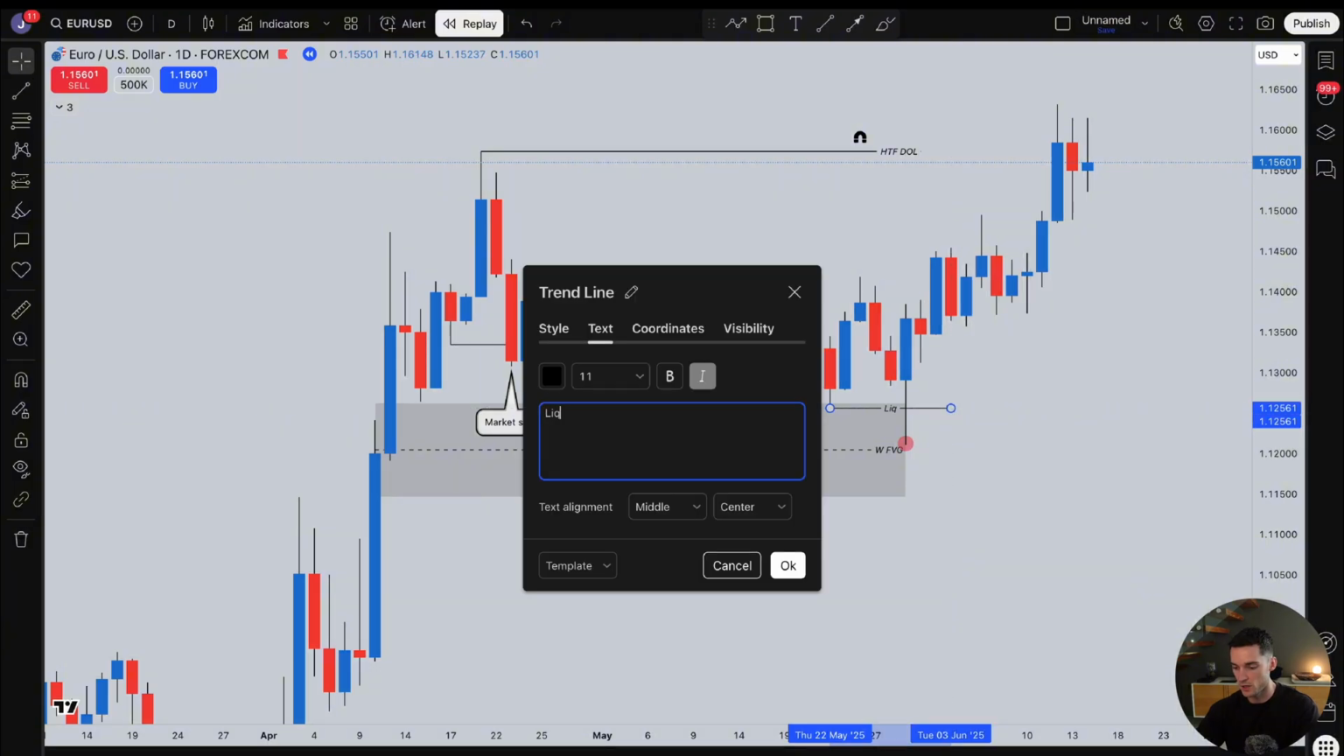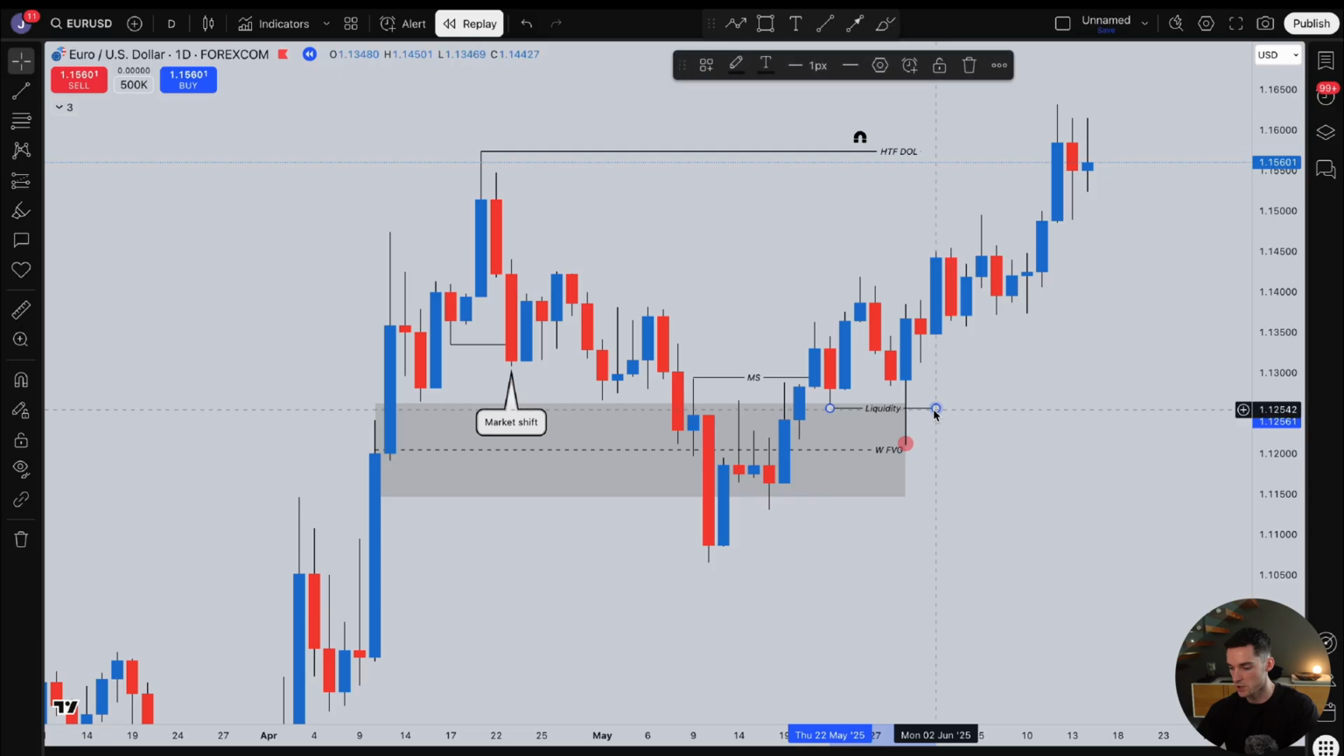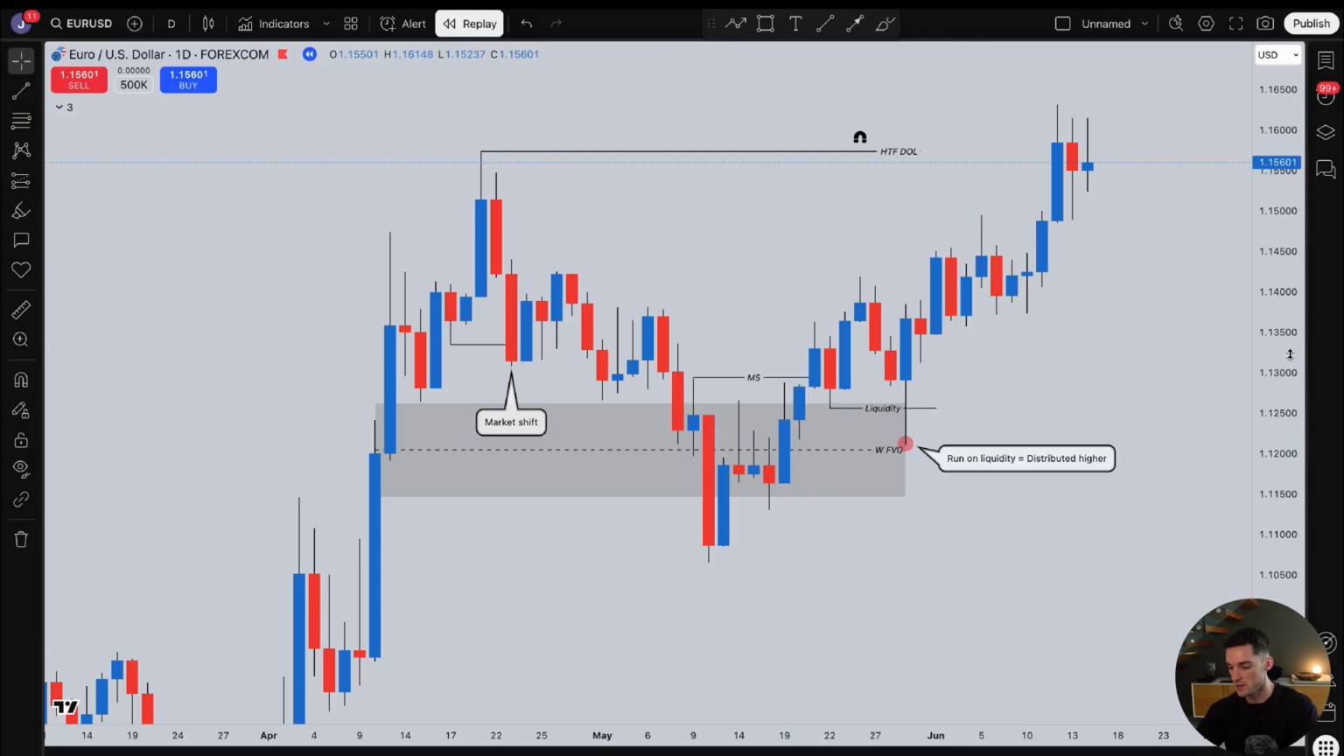So you can see here that we've been creating these higher highs and higher lows once we shifted that market structure. And if you look closely, price actually dropped below an old higher low, collected the orders below there, and then distributed them aggressively to the upside. So as soon as I saw that, that was a massive confirmation that it's going to continue heading in that direction and ultimately reach into that weekly draw on liquidity.